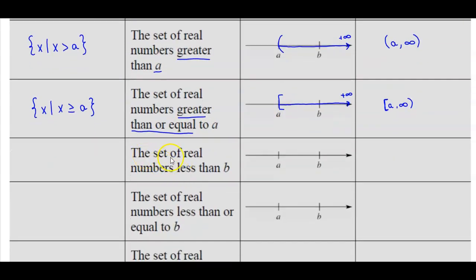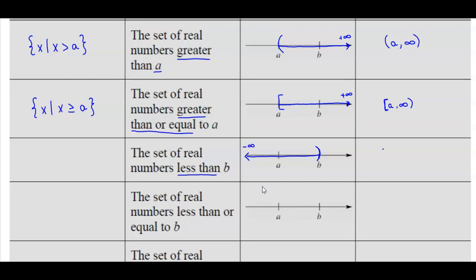Okay, the next one says the set of real numbers less than B. So this is less than B. Okay, so we're not including B, and we're going towards the left because it's going to be less than B. So that means we're going to draw a parenthesis, and it's going towards the left, and it's going towards negative infinity. So how do we write this in interval notation?